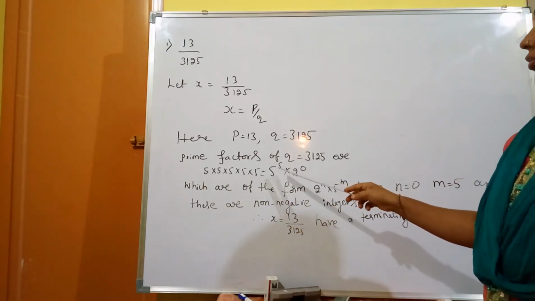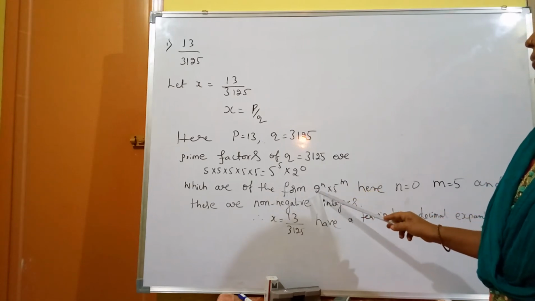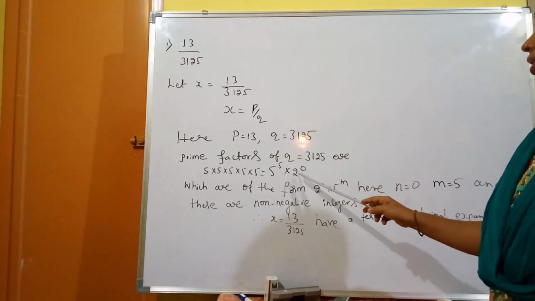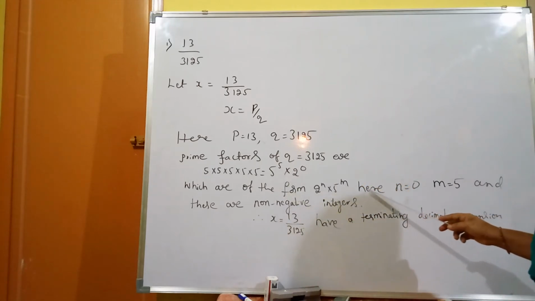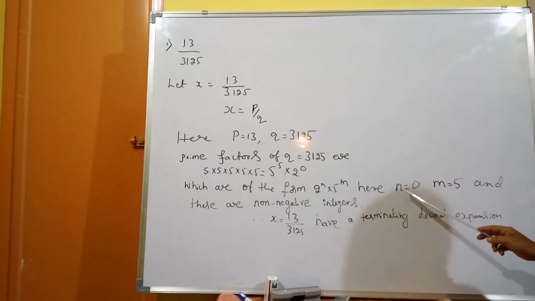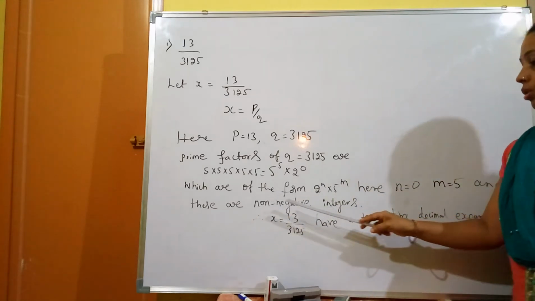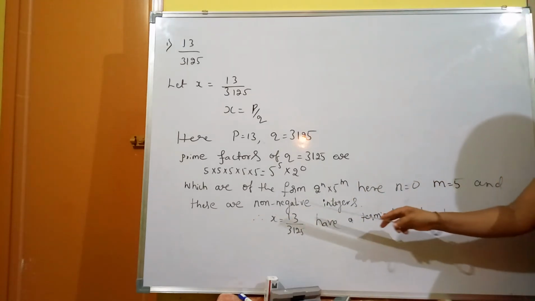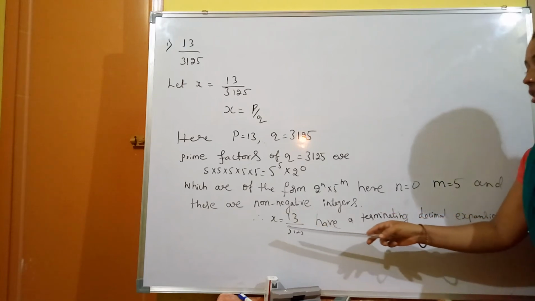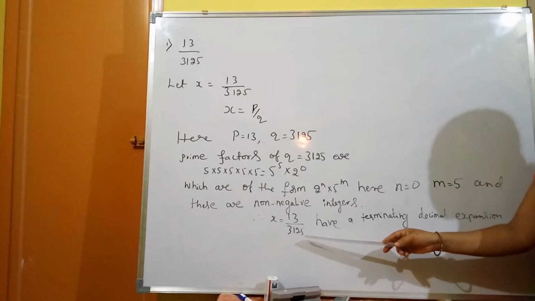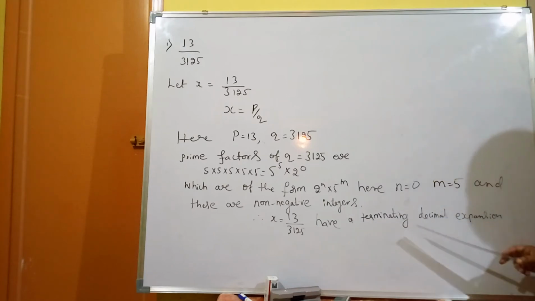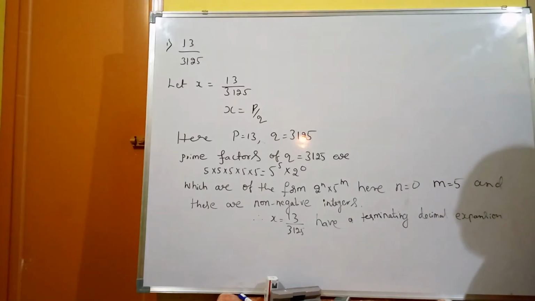So, if you write this in the form of 2 power n into 5 power m, here 5 power is 5 and 2 power is 0. That's why we can write n is equal to 0, m is equal to 5, and these are non-negative integers. Hence we can say that x is equal to 13 by 3125 has a terminating decimal expansion.